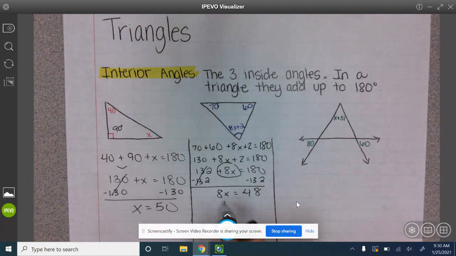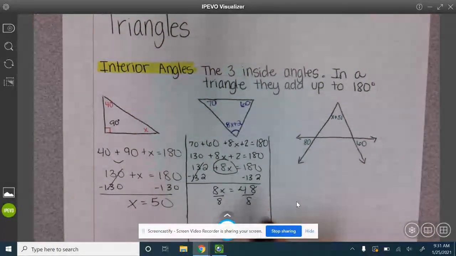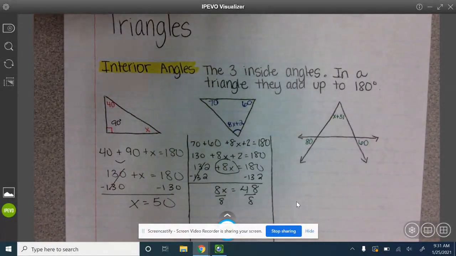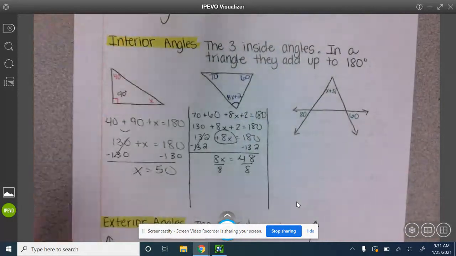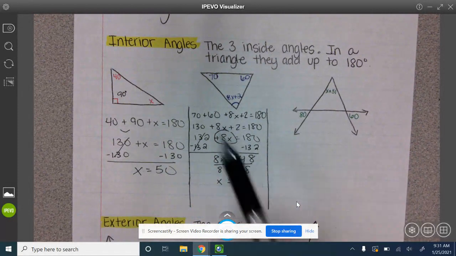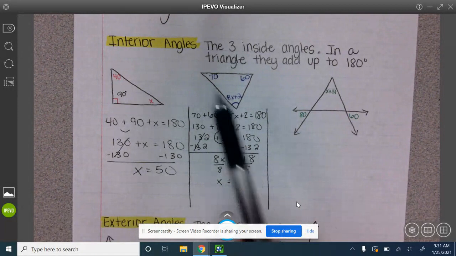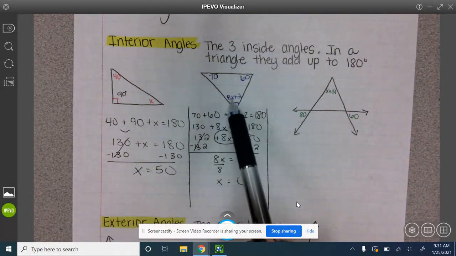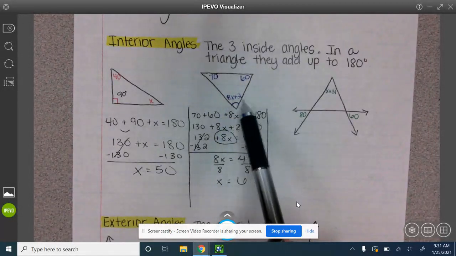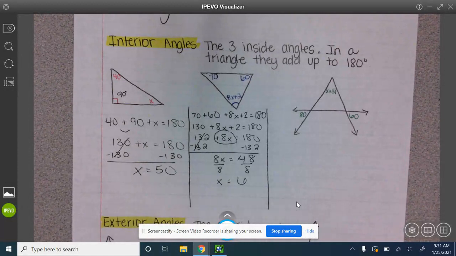How do you break up 8 times x? How do you undo multiplying? We're going to divide by 8. 48 divided by 8 is going to give us x equals 6. So in this triangle, to solve for the value of x, it is 6. Now, if you were asked for this whole angle, you would say 8 times 6 is 48, plus 2 more is 50, and realize that this entire angle is 50 degrees.